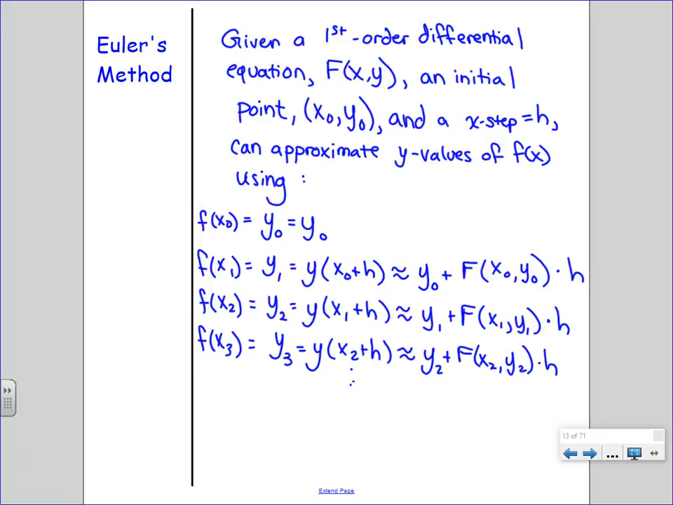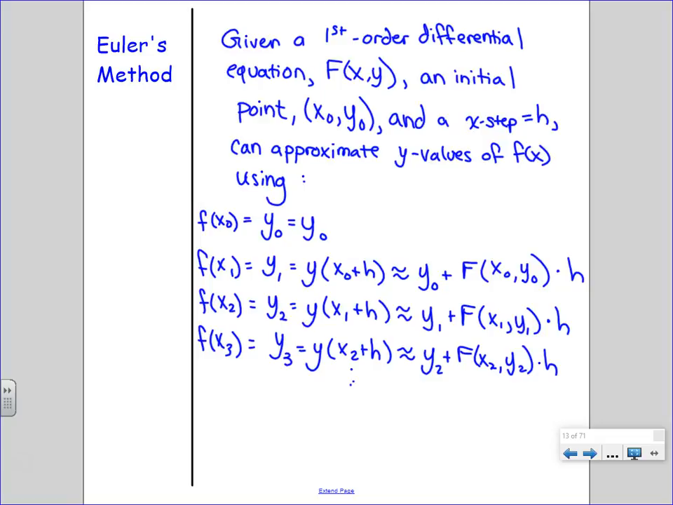What changes in the tangent lines? Well, the y's change, right? We start using the y we know, then we start using the last y approximated that we found, then we're using the last y. So we're changing the y's every time. What else are we changing? Not the step, that stays the same.